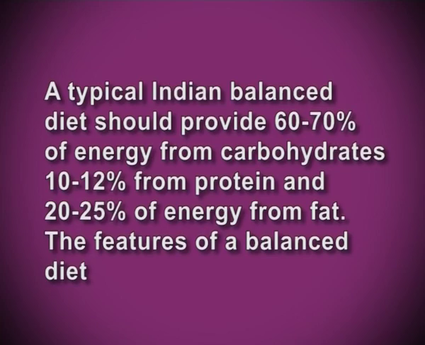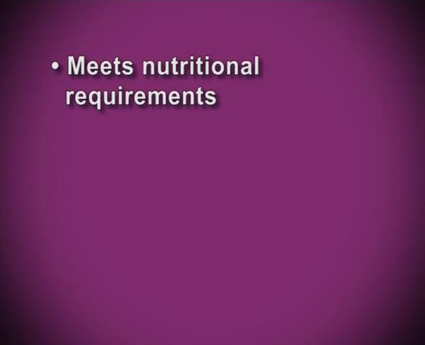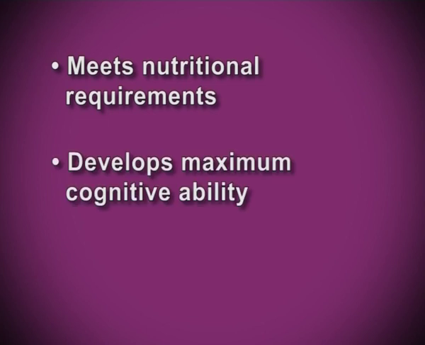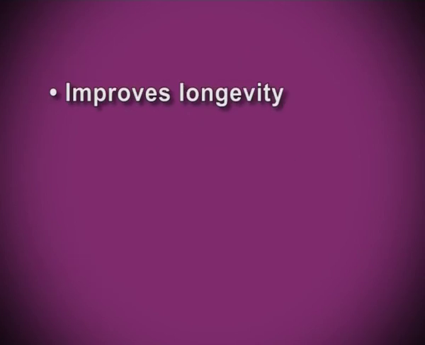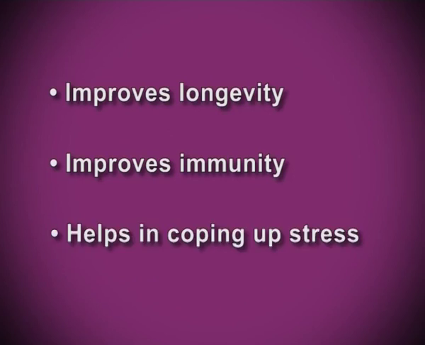A typical Indian balanced diet should provide 60 to 70% of energy from carbohydrates, 10 to 12% from protein, and 20 to 25% of energy from fat. The features of a balanced diet are: it meets nutritional requirements, develops maximum cognitive ability, prevents degenerative diseases, improves longevity, improves immunity, helps in coping up stress.